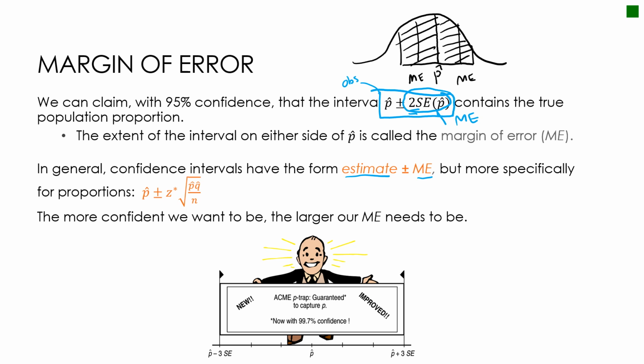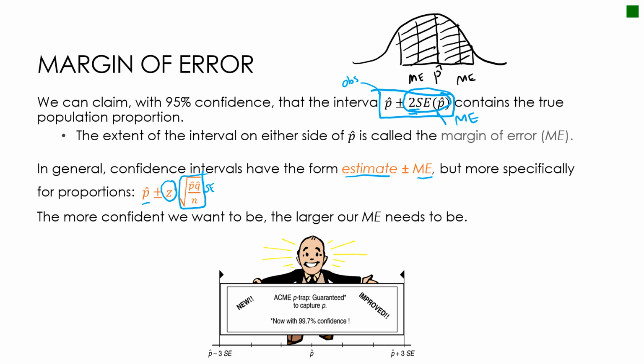Now again, for proportions, we are going to use p hat in the center, and then we're going to use the square root of p hat q hat over n, which is my standard error. And then there's this new thing, z star, that we'll talk about in just a little bit. But for now, we're just looking at 2 because we're saying it's about 2 standard errors.